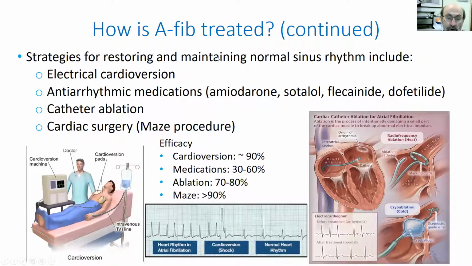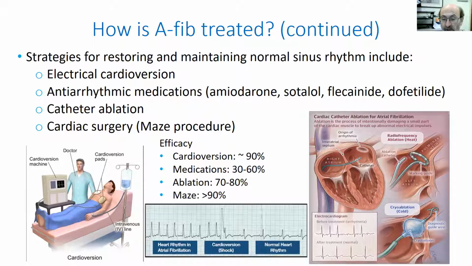Strategies for restoring and maintaining normal rhythm include what's called an electrical cardioversion, and this involves administering a shock to the chest under anesthesia to restore the heart to a normal rhythm. This is actually pretty effective, and roughly 90%, sometimes higher percent, of people who have this cardioversion procedure will have restoration of normal rhythm.